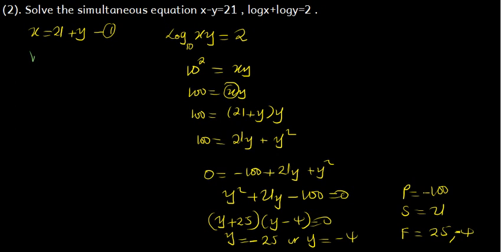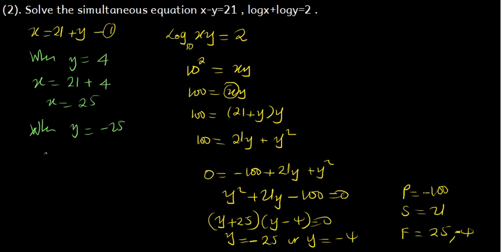So when y is equal to 4, what will be the value for x? So x we know is equal to 21 plus y, and y is 4. So x is going to be equal to 25. What of when y is equal to negative 25?